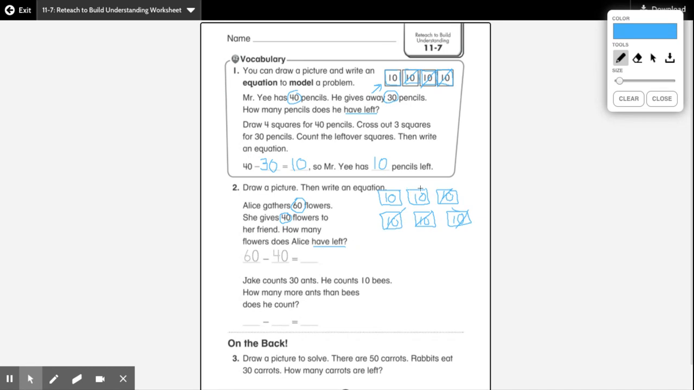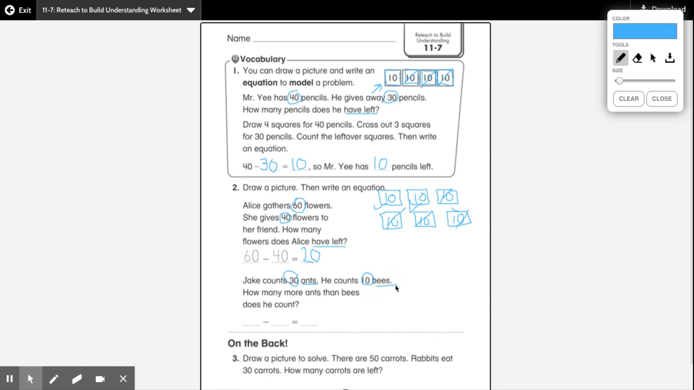How many flowers does Alice have left? So if we took away 40, how many do we have left over? We've got 10 and 20. So 20 is the answer to the subtraction problem. All right, let's take a look at the next one on the bottom here. Jake counts 30 ants. Circle your magic numbers. He counts 10 bees. Ooh, wait a minute. He's counting 30 ants, and then he counts 10 bees.